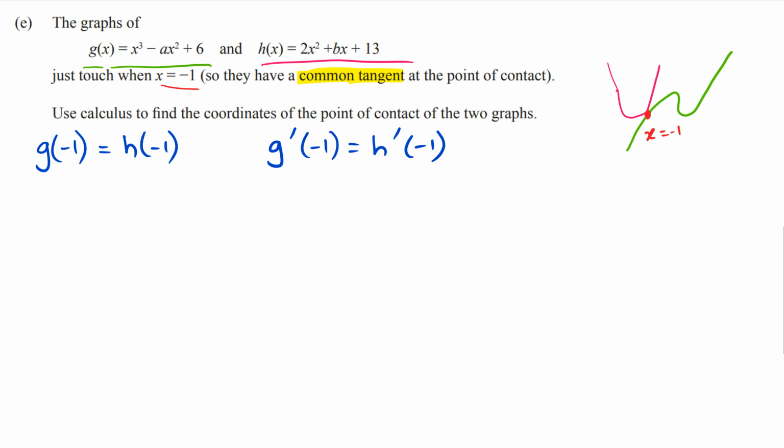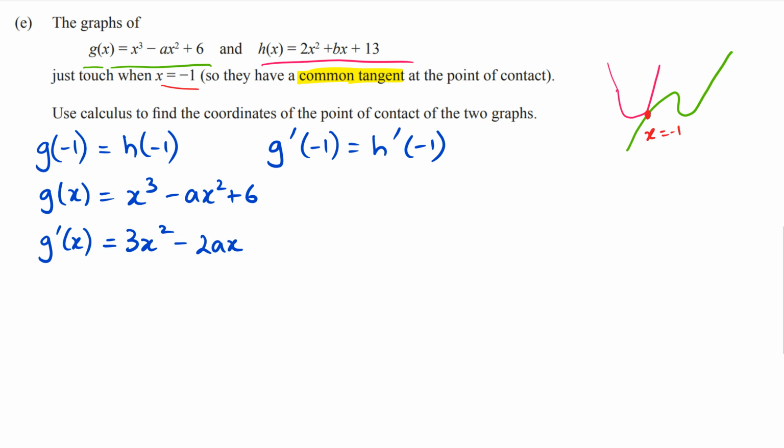If that's the case, our next step is to figure out what g of x and h of x are. So let me write down g of x first. g of x right now is x cubed minus ax squared plus 6. Then g dash of x equals 3x squared minus 2ax. And h of x is equal to 2x squared plus bx plus 13, which means h dash of x equals 4x plus b.